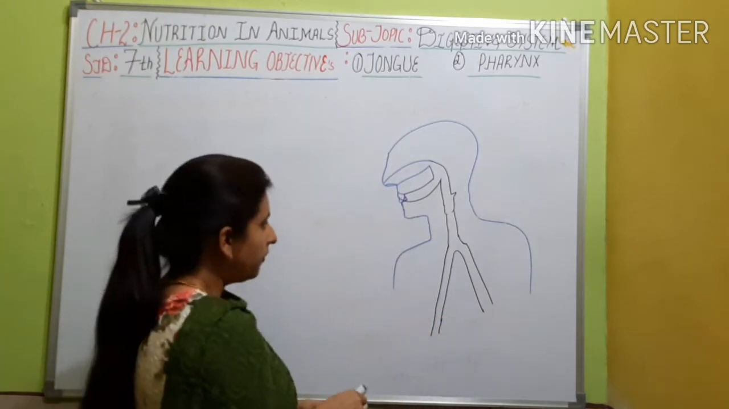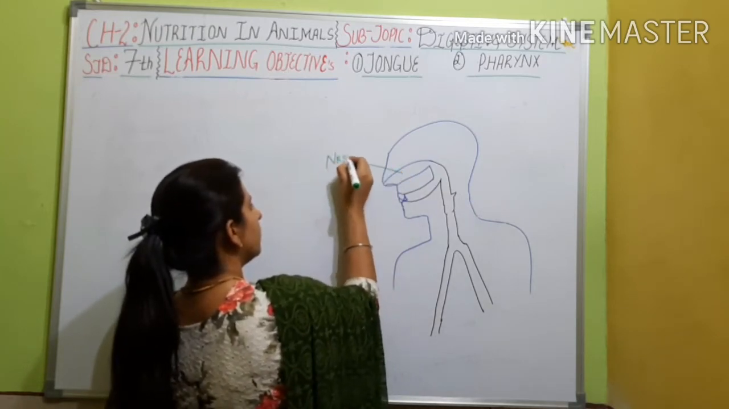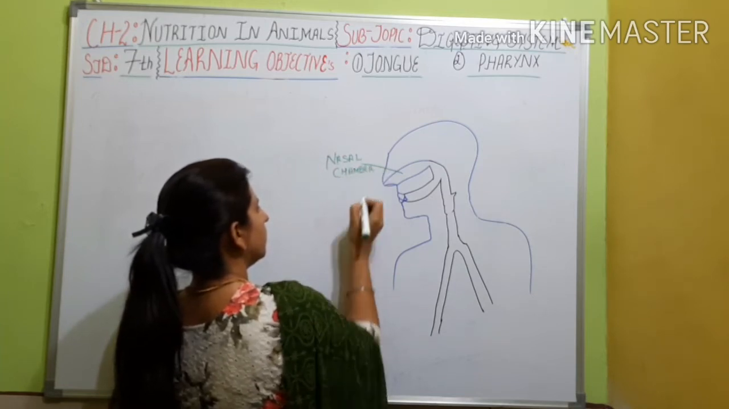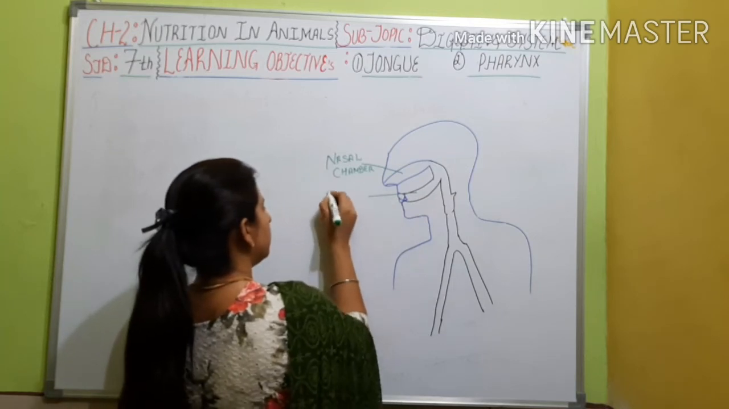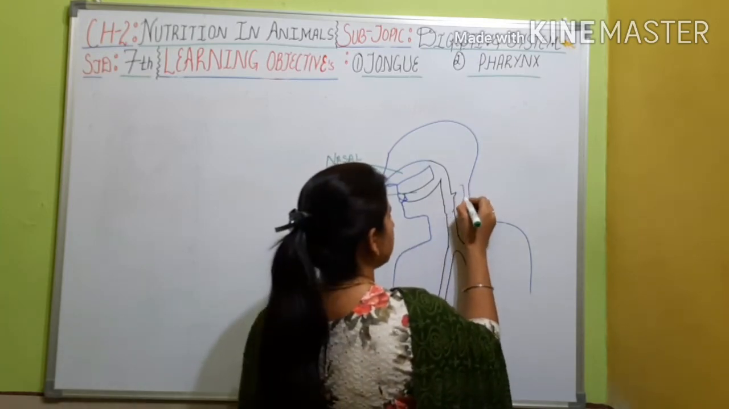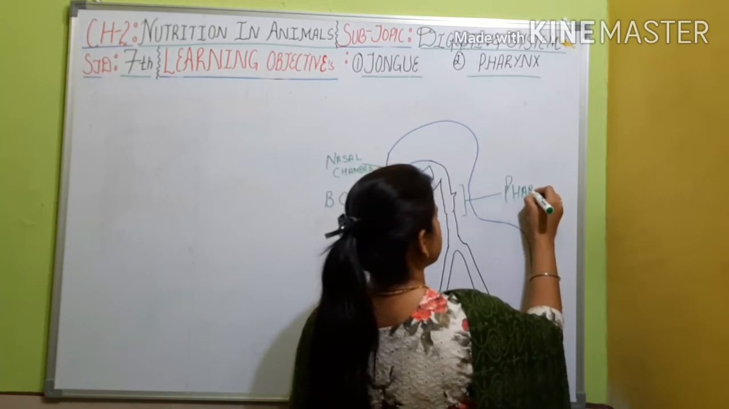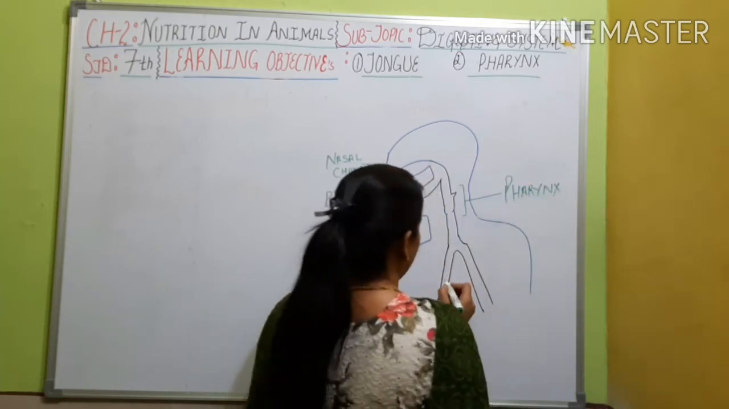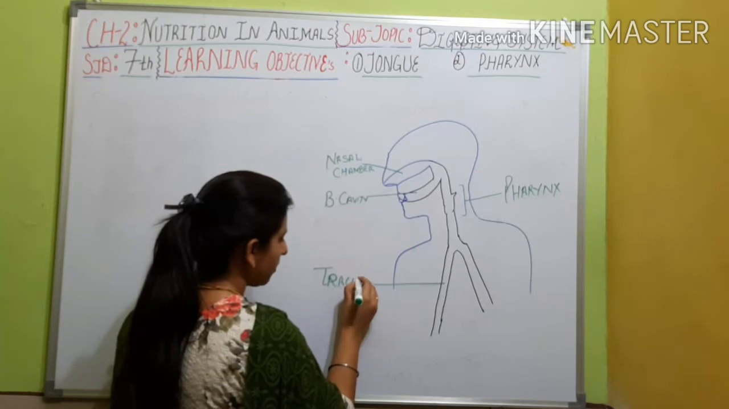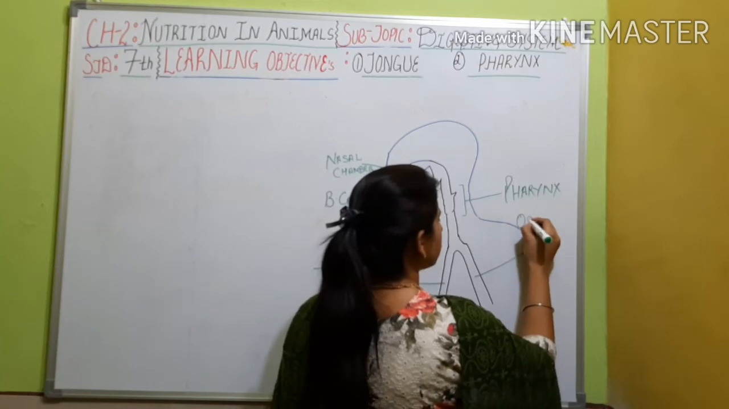If I label this diagram, this is your nasal chamber, this is your buccal cavity, this part is your pharynx, this is your trachea, and this is your esophagus.